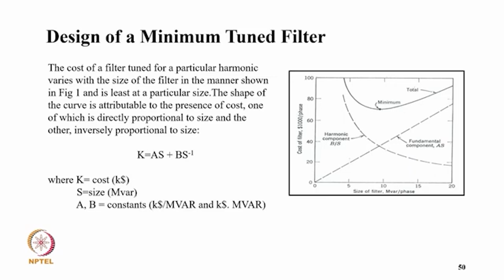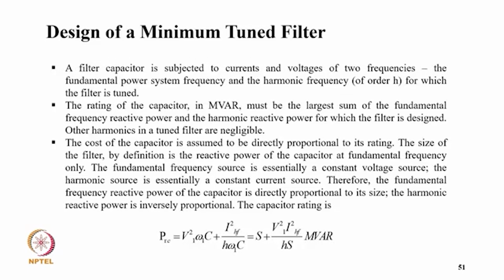A and B are in dollars per MVAR, and S is in MVAR, and you can see how the cost of the filter changes with the size in MVA per page. And then you have the fundamental, and then harmonics, and then the minimum cost.